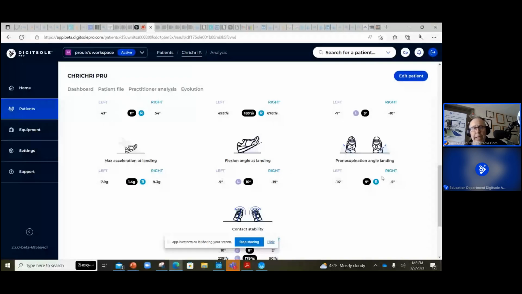Pronation, supination angle at landing. Like I said, it should be very similar to, say, a run.